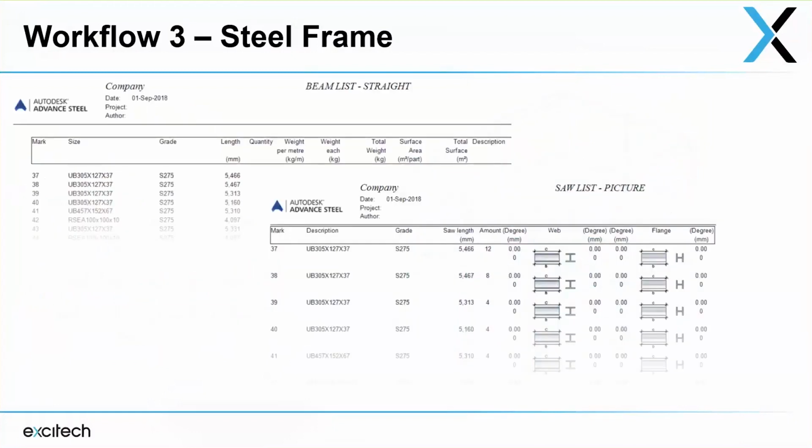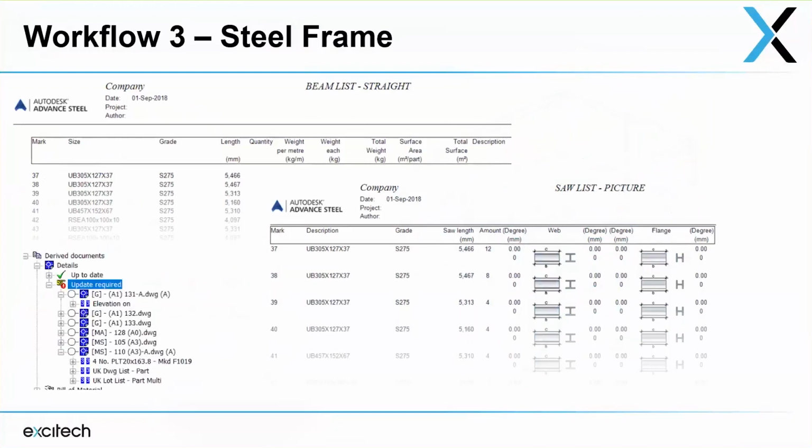The other big thing with this is you can now see that we can get some very accurate cutting lists out. So we've got a beam saw list, as you can see there. And the nice thing with the saw list is that we get the saw length, the section size, shape, and everything we need to go ahead and physically fabricate that steel frame.